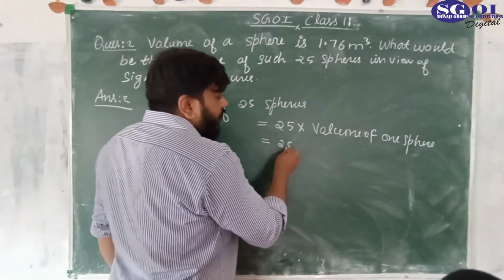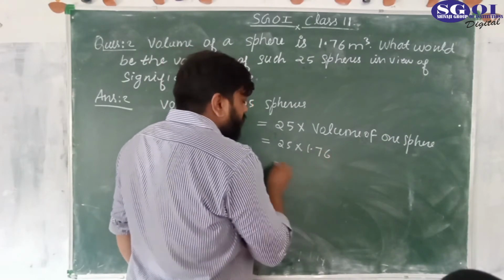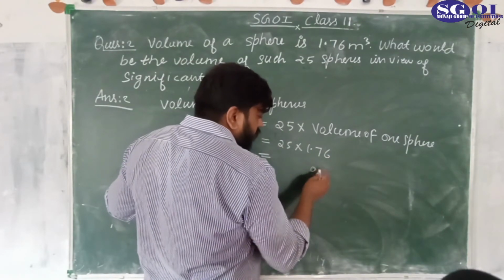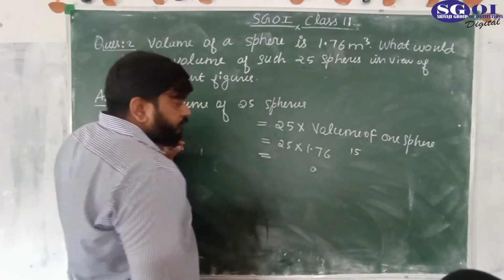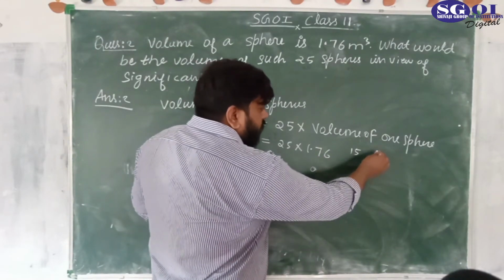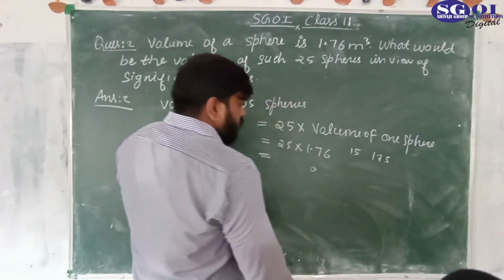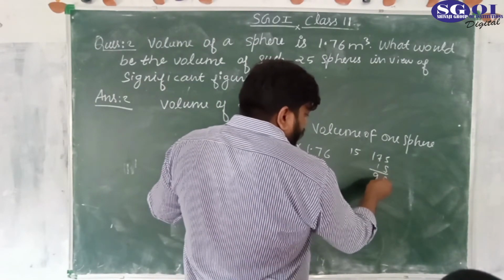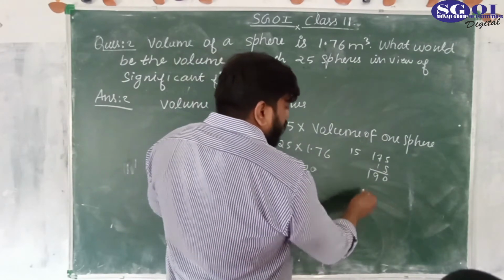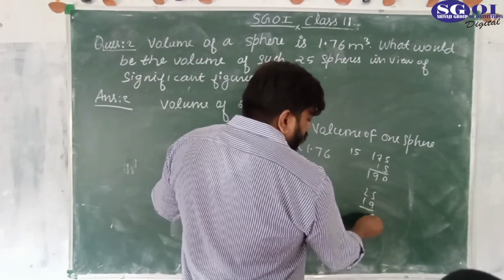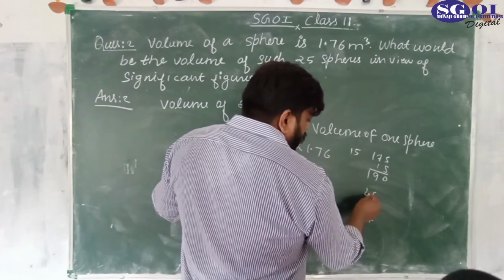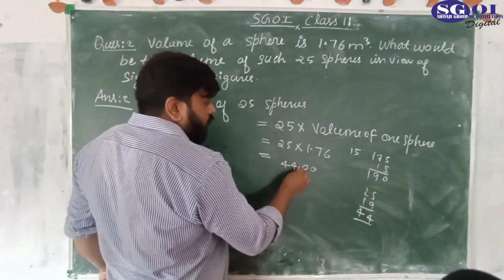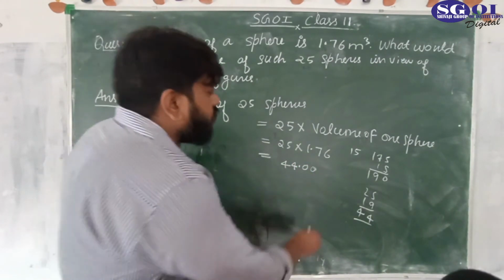So 25 into 1.76. Just solve this value. 25 times 6 is 150, 0, 5, 1. 25 times 7 is 175 and 15, 190, 0, 19. 25 times 1 is 25 and 19, 44. So this is 44.00 meter cube.